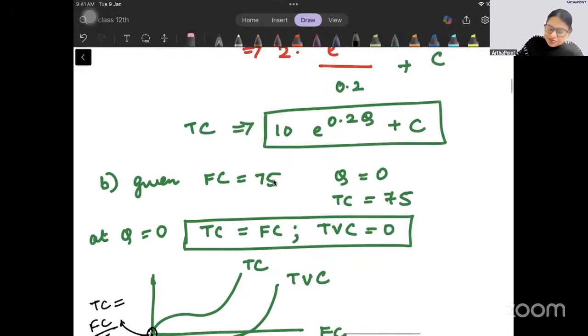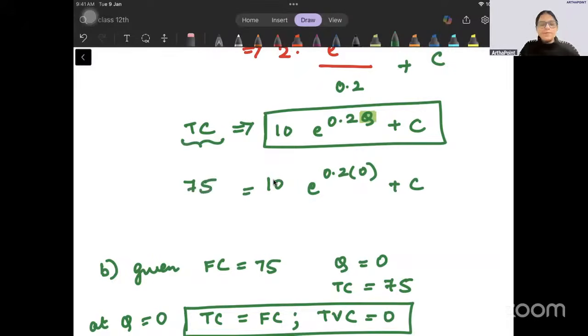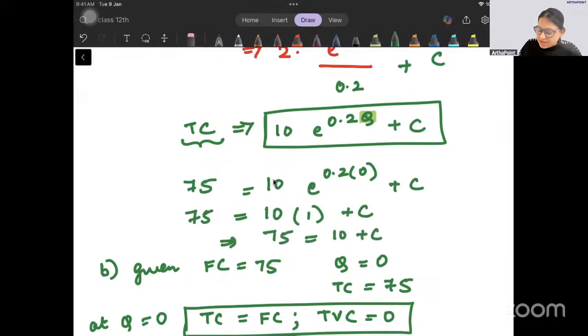That means in this function, when I go ahead and put quantity as zero, where I plug zero with e, the answer I should get for total cost should be the same as the fixed cost. I should get this as 75. So I get 75 is equal to 10 times e to the power 0, which is just 1, plus c. So it means I get 75 is equal to 10 plus c. So I get c as 65.